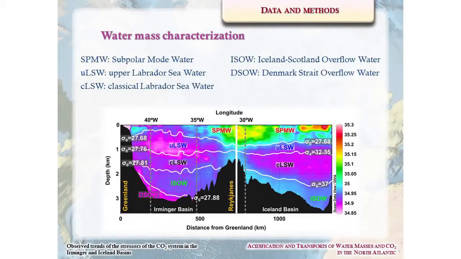The changes in the variables of the seawater CO2 system were determined for the main water masses sampled in the Irminger and Iceland basins. We used this water mass methodology to keep to a minimum the variability of the properties within its layer. In the figure I represented the limits of the water masses and the basins we considered in this study, plotted on the mean salinity of the section.